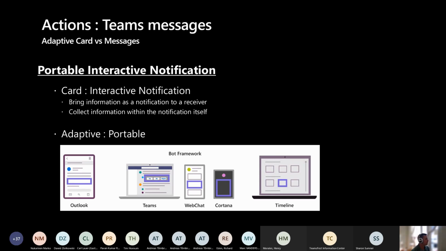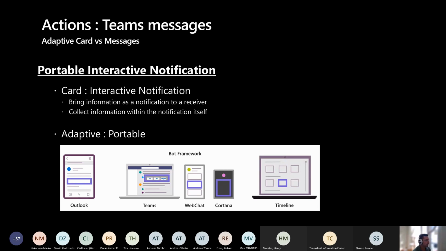Now, in my opinion, the most important part of Teams and Power Automate better together is everything related to the messages, and actually all the things related to the adaptive cards. So I guess everyone knows what is a message in Teams. It's someone sending a message, or someone sending a rich text message. But you have also in Teams other kinds of messages, which are adaptive cards. My definition of adaptive cards, and this is my own definition, is that adaptive cards are portable interactive notifications.